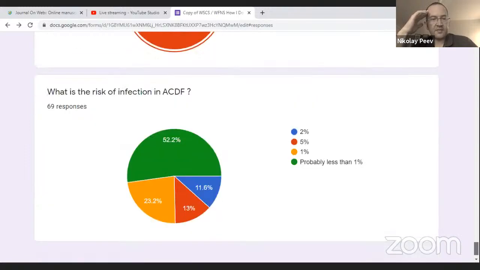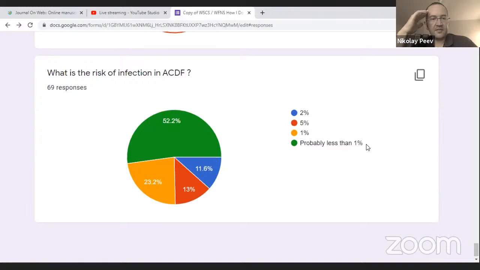What is the risk of infection in ACDF? Most of the participants say less than 1%, that's right. Usually if you have infection, you have to explore for esophageal injuries. Professor Sharif stressed on this. Okay, next one.